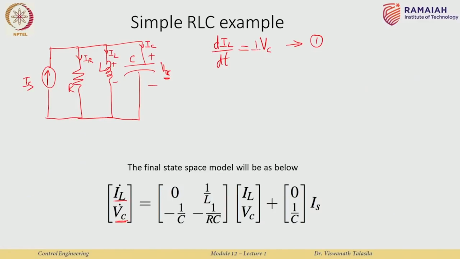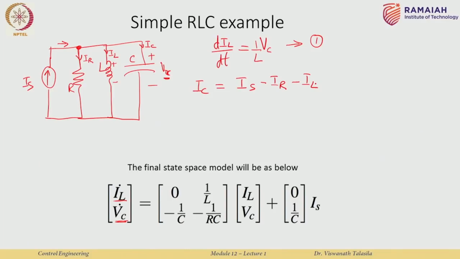That is 1 over L Vc. So, this is actually the first state equation. To write the second state equation, we will employ Kirchhoff's current law at this particular node, observing that the expression for the current through the capacitor is nothing but the total current which is coming in, minus the current which is going through the resistance branch, minus the current which is going through the inductance branch.